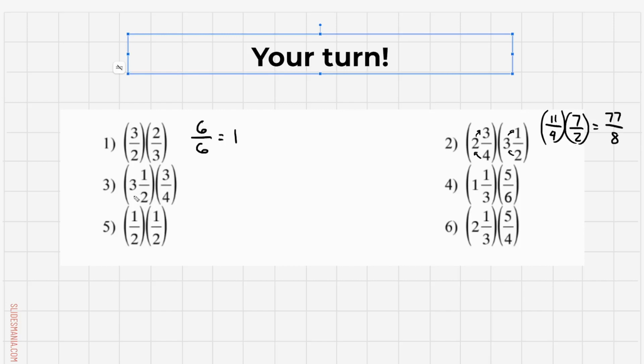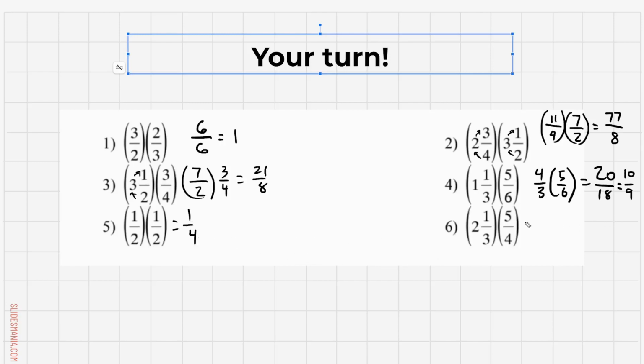Here we have 6 plus 1 is 7 over 2 times 3 over 4. So this is 21 over 8. Here we have 4 over 3 times 5 over 6, which is 20 over 18, which can be reduced to 10 over 9. Here we have 1/4, and here we have 7 over 3 times 5 over 4, which is 35 over 12.